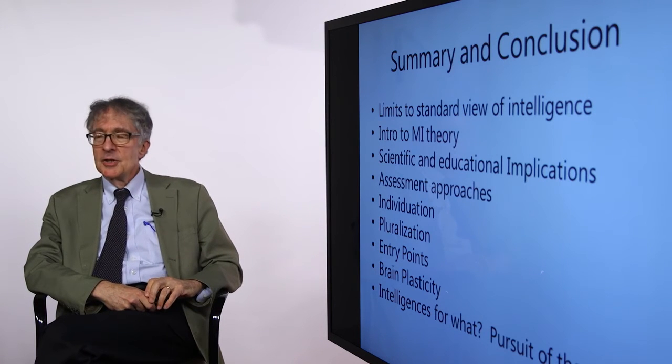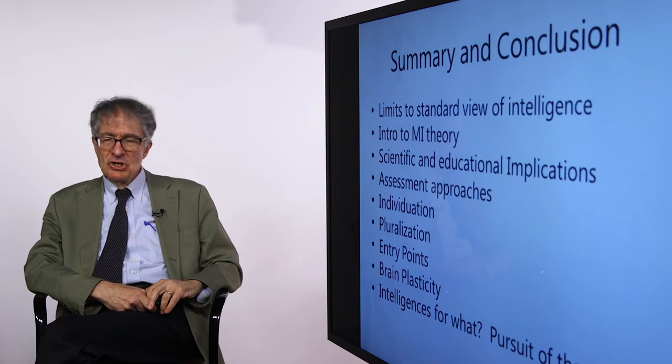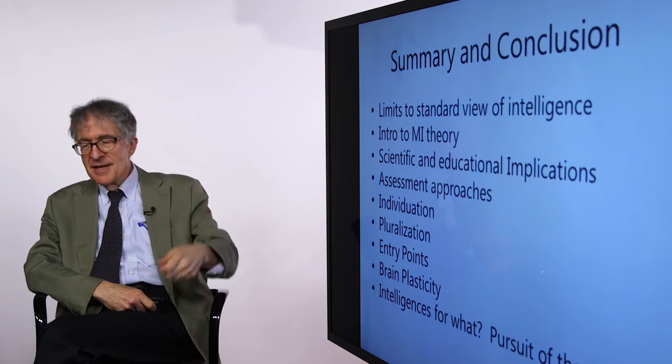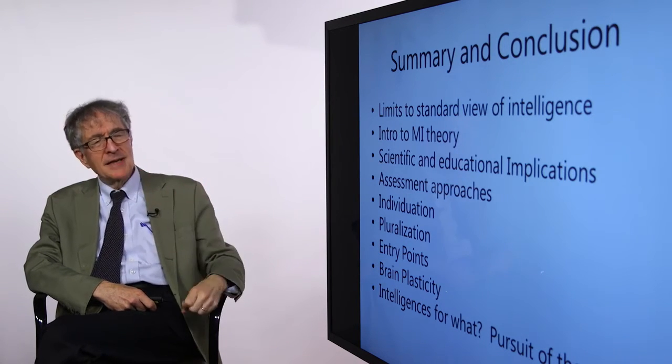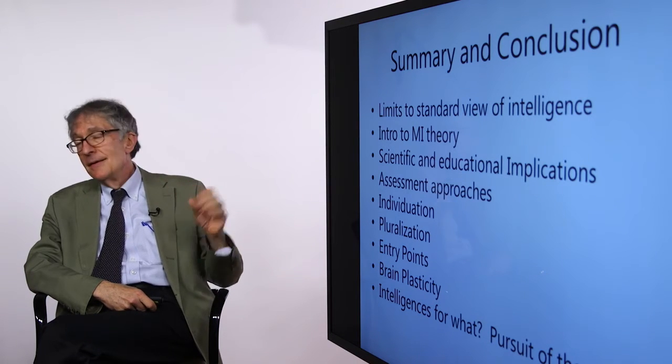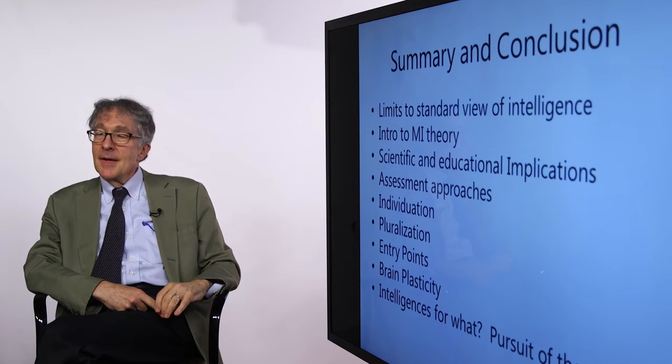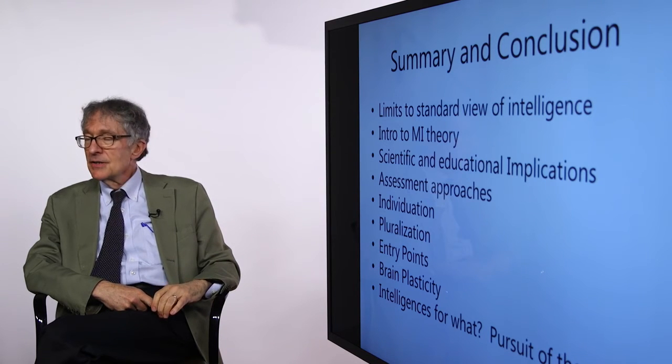So I spent a lot of years reviewing a lot of findings from biology, evolution, genetics, anthropology, history, prehistory. I set up a set of criteria for what comes up as intelligence. I had a definition about solving problems and making things that are valued, and that became the intellectual basis for MI theory. I then listed for you the 8 intelligences.